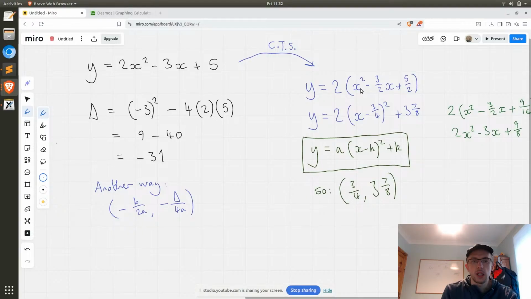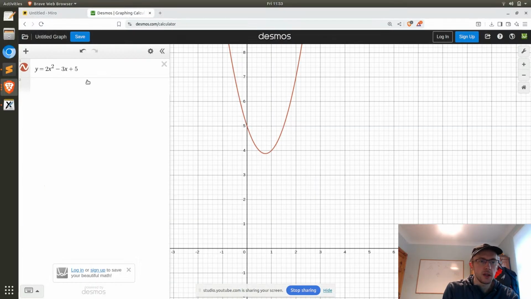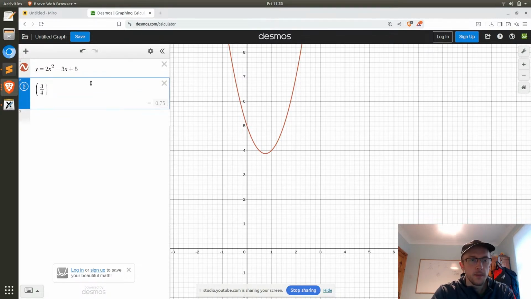All right, so I try that. So what is the negative of negative 3 all over 2 times 2? That's 3/4. The discriminant in this case is negative 31, so negative negative 31 all over 8. So that checks out. And let's plot. Oh, yay, look at that. We got the vertex.